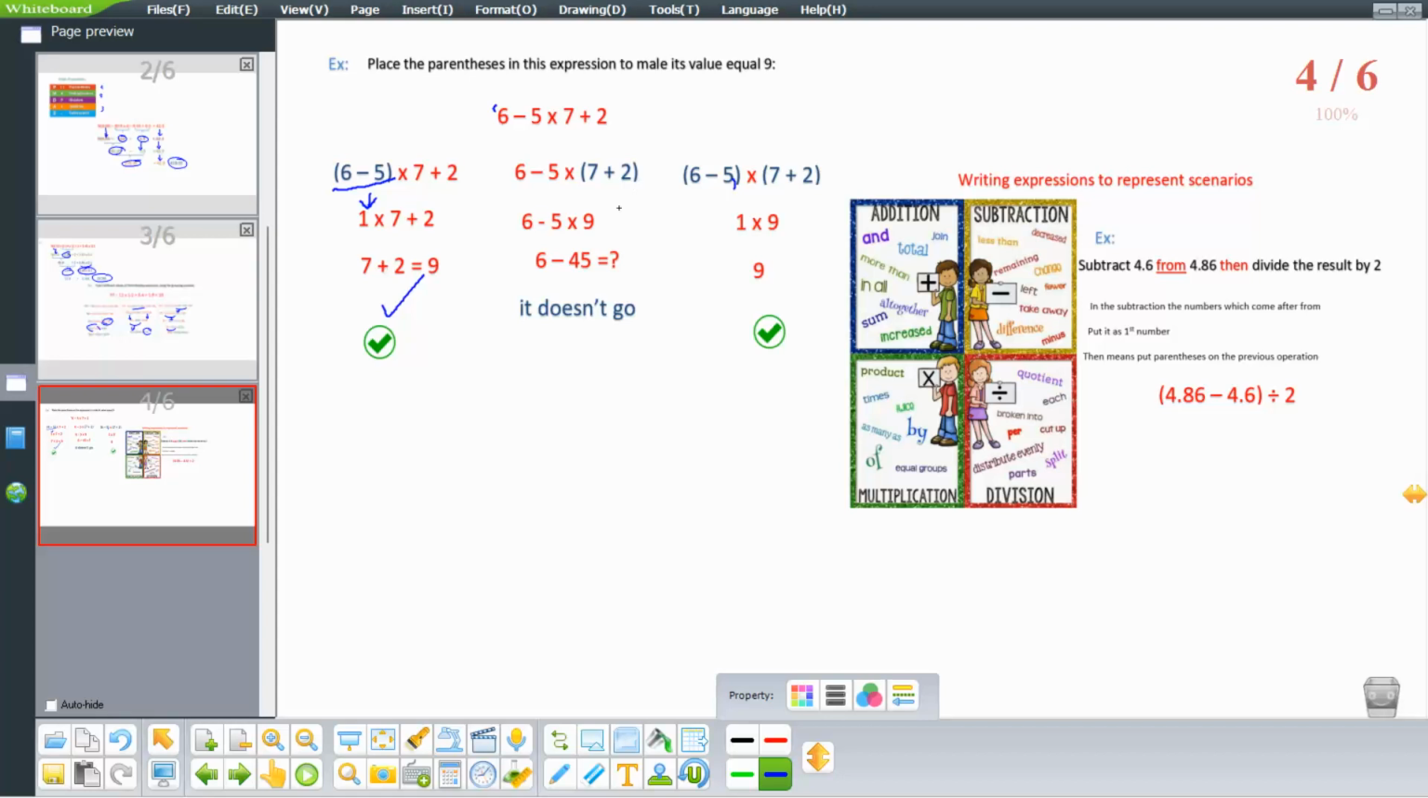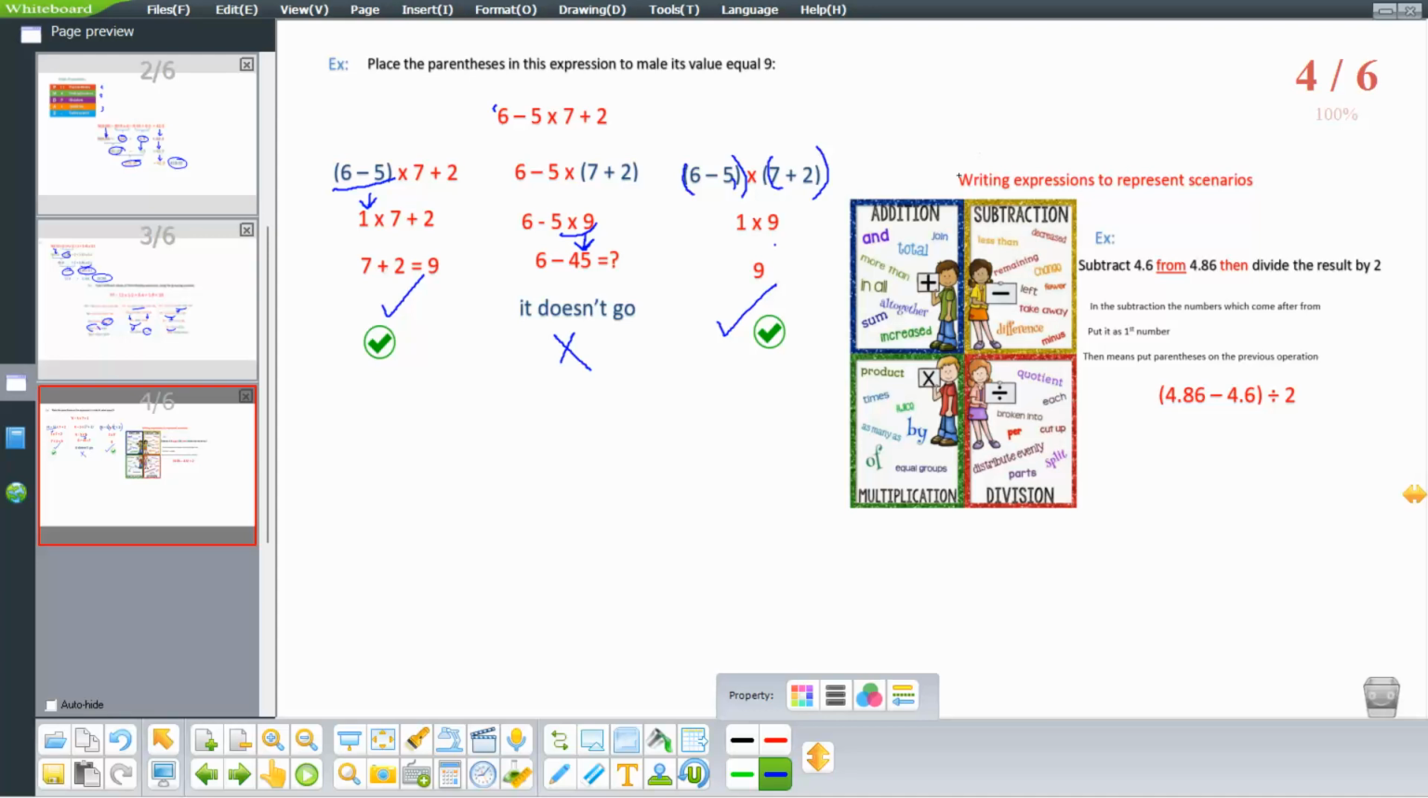Okay, if I put parentheses here around 7 plus 2, it will be 9. So 6 minus, yes, we know that we must start with multiplication. It will be 45. So 6 minus 45 doesn't work. Okay, so it's wrong. Here, if I put 6 minus 5 and 7 plus 2, 6 minus 5 equals 1, and 7 plus 2 equals 9. Let's multiply 1 times 9 equals 9, so this is the right answer.